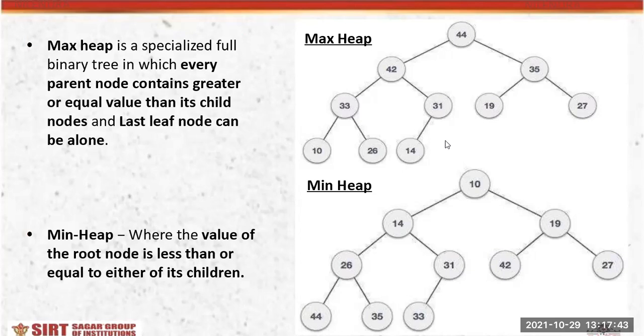So the parent is greater. Opposite of that max heap tree, we are having the min heap tree. So your parent node will always be less than either of the children. So 10 is less than 14, 10 is less than 19, 14 is less than 26, 14 is less than 31, 19 is less than 42, 19 is less than 27, and 44 is less than 26, 35 is less than 26.